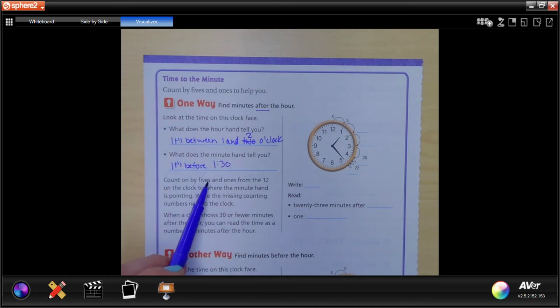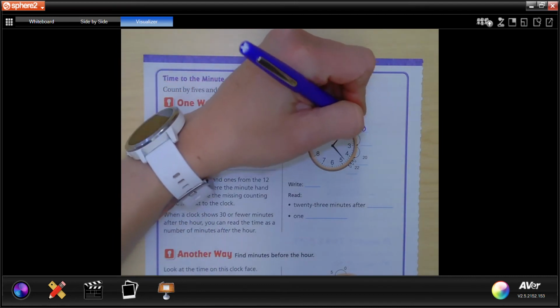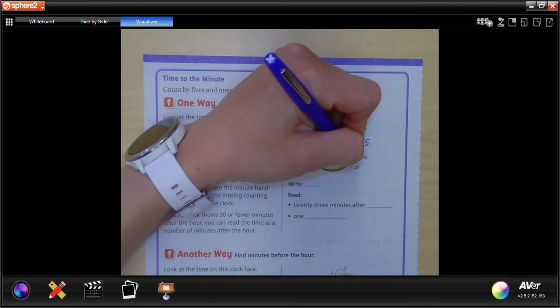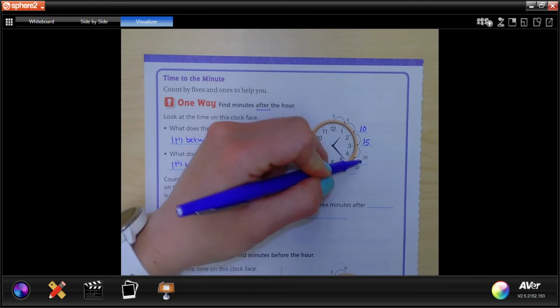Count on by fives and ones from the 12 on the clock to where the minute hand is pointing. Write the missing counting numbers next to the clock. Let's do that. 5, 10, 15, 20, 21, 22, 23.